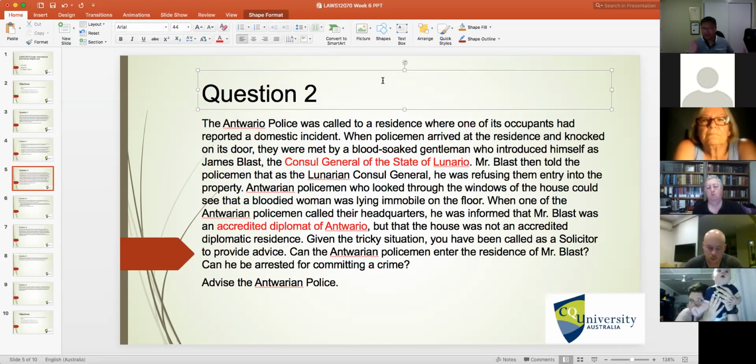So let's assume, under the facts, that it is quite clear that the Consul General has really committed a crime. There are two questions here. One, can the Antiquarian police enter the residence of Mr. Blast? And two, can he be arrested for committing a crime?